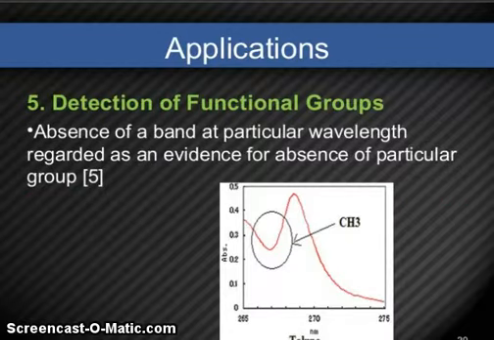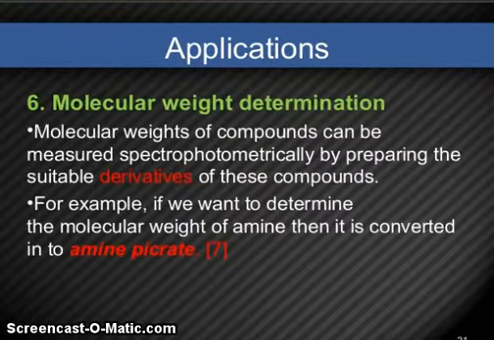So detection of functional groups: absence of a band at a particular wavelength is regarded as evidence for absence of a particular group. Molecular weight determination: molecular weights of compounds can be measured spectrophotometrically by preparing suitable derivatives of these compounds. For example, if we want to determine the molecular weight of an amine, then it is converted into amine picrate.